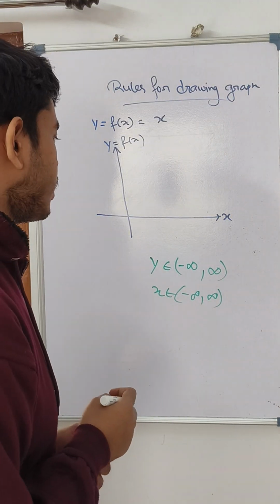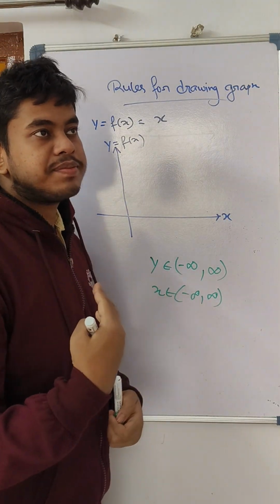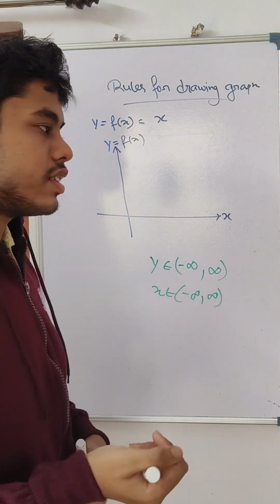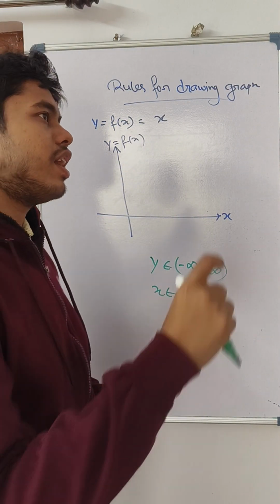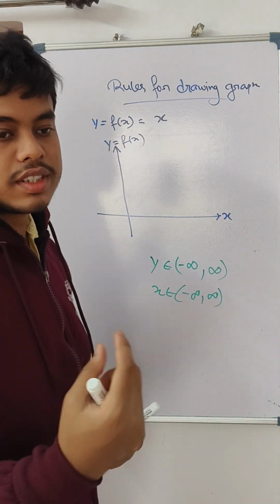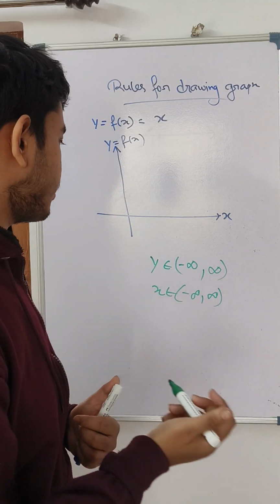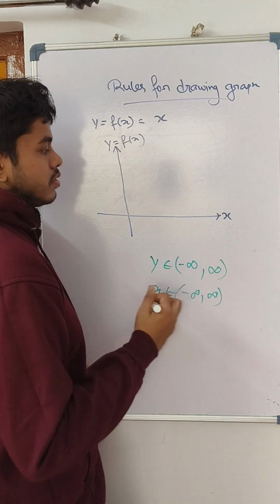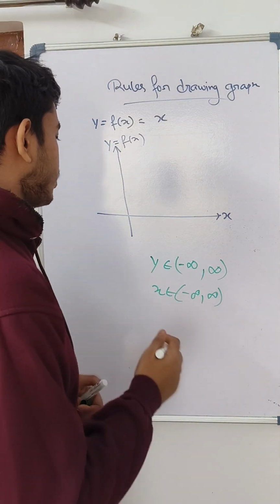Then if it is a repeating curve like sine or something, the third step will be checking whether there is something repetitive. This is not repetitive, so plot some values.